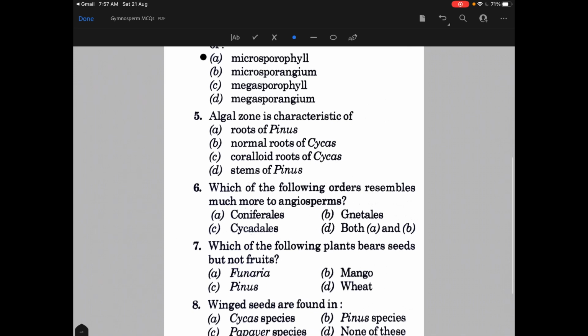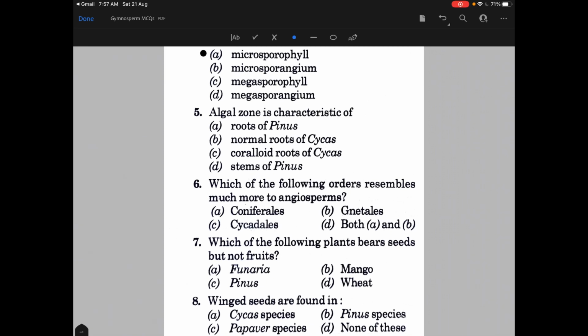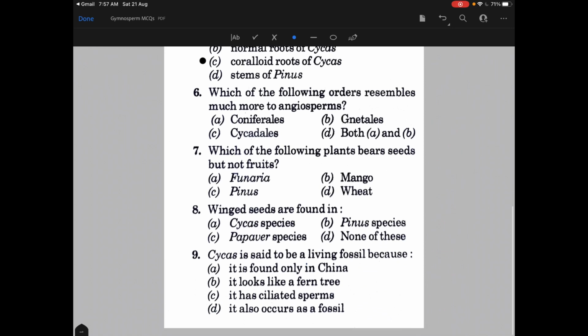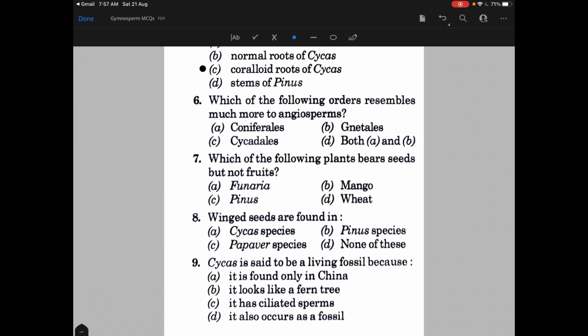Next, algal zone is characteristic of dash. The answer is C, that is coralloid roots of Cycas. Next, which of the following orders resemble much more to angiosperms? The answer is B, that is nettles. They are the highly advanced gymnosperms.